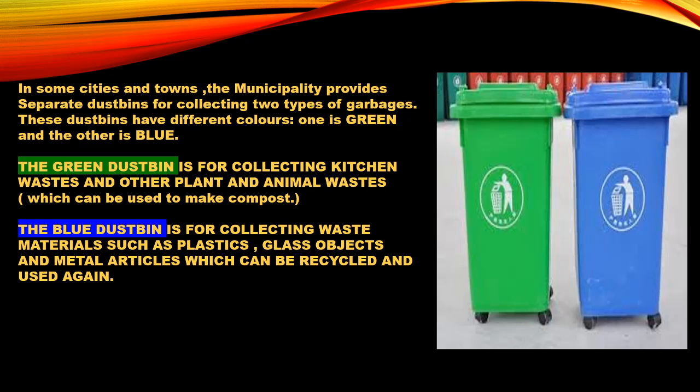And another bin, that is the blue dustbin, which is there for collecting waste material such as plastic, glass objects, metal articles. Why? Because they can be recycled and used again. So the substances which can be found in the blue dustbin can be recycled and used again.